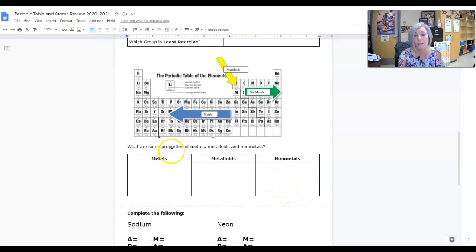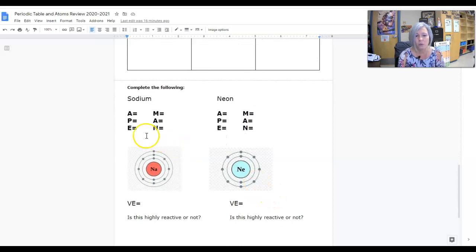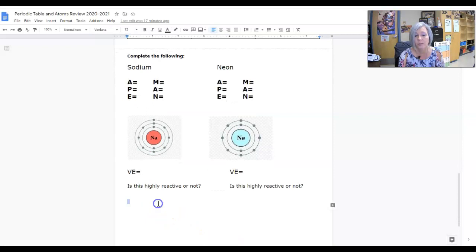I need you to describe the properties of metals, metalloids, and nonmetals. Remember, you have this information in your IMB. The next section is just a review of 8-man. So complete 8-man for sodium and 8-man for neon. I've given you the Bohr models. I just want you to identify the number of valence electrons and then tell me, would you consider this highly reactive or not, and explain why.